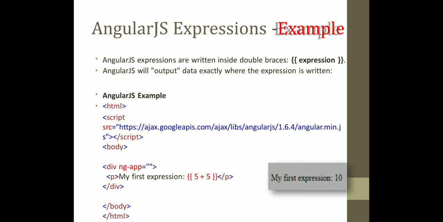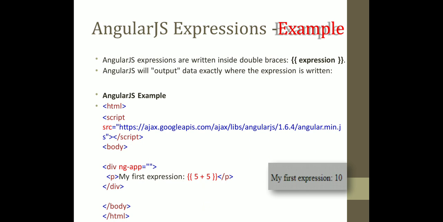Then the second point: AngularJS expressions do not support conditionals, loops and exceptions, while JavaScript expressions are made up of all these conditional statements, loops and exceptions. We have seen them thoroughly while studying the JavaScript codes. Then the third point is filters. AngularJS supports filters, but JavaScript expressions do not support any filters.